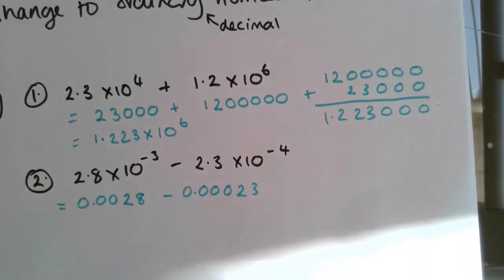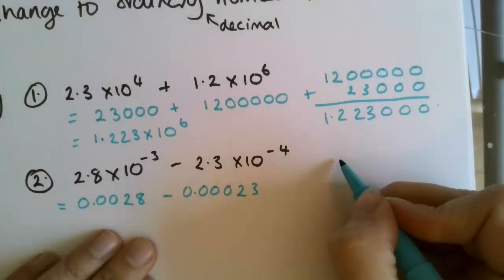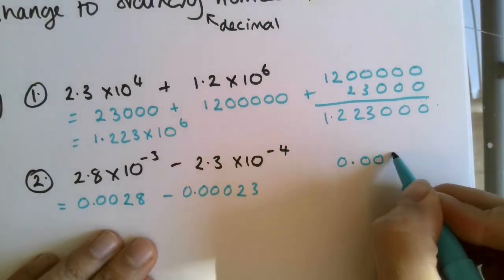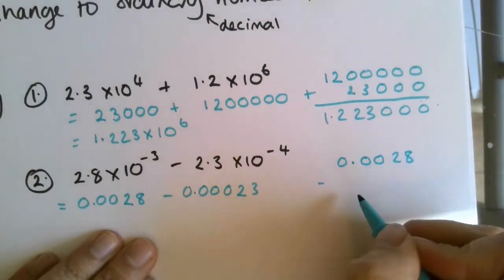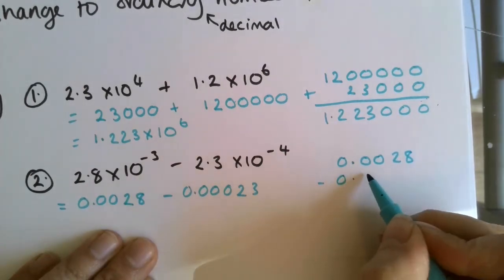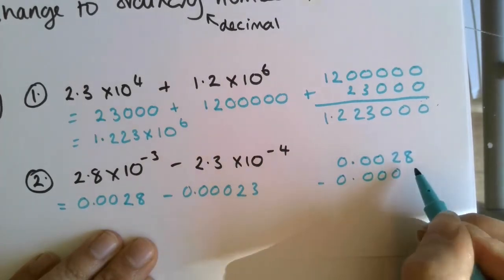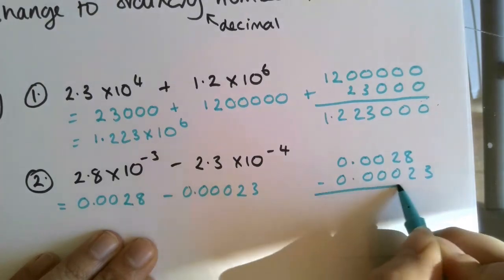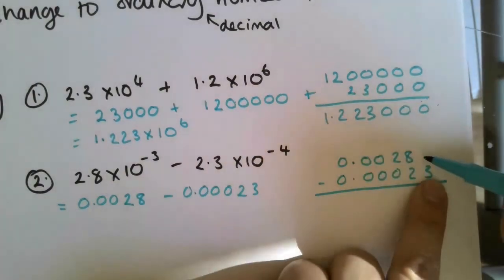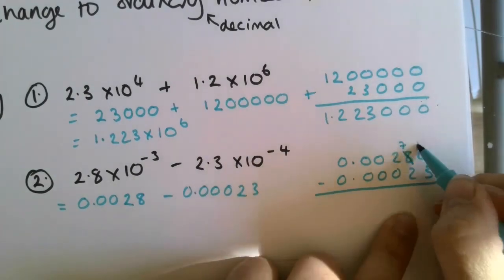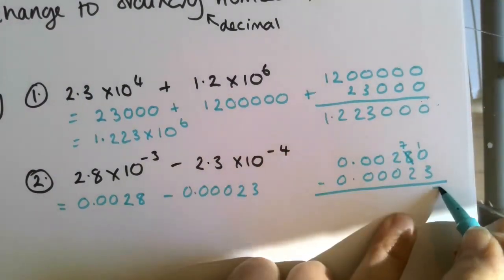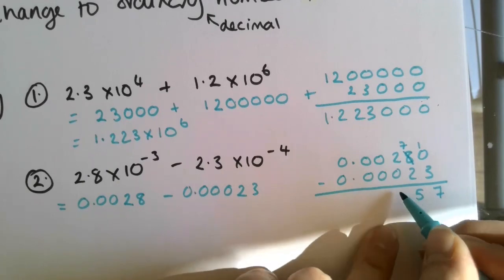Yep. Again, don't try and do this in your head. You are more likely to mess it up, or, well, I know I am anyway. So 0.0028. Take away, line up your decimal points. There we go. Now, 3, I need to add in my wee 0 there. So I can't take 3 away from 0. So we borrow 1. So 10 take away 3 is 7. 7 take away 2 is 5. 2.